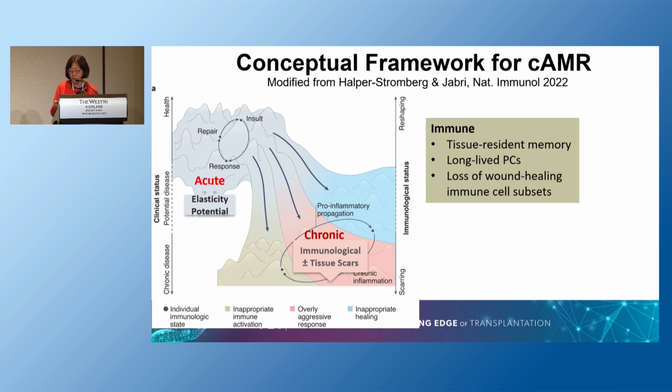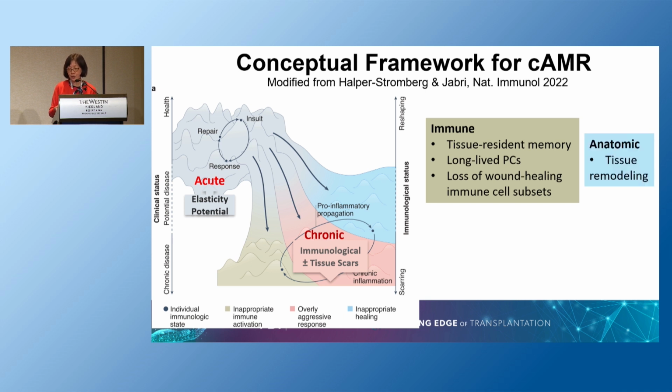Some examples of these tissue scars in terms of the immune cells is that now you have tissue-resident memory cells, B cells, T cells in that tissue. We have long-lived plasma cells that make antibodies spontaneously and independent of antigen signaling. And perhaps there is also a loss of these wound-healing immune subsets, innate subsets.